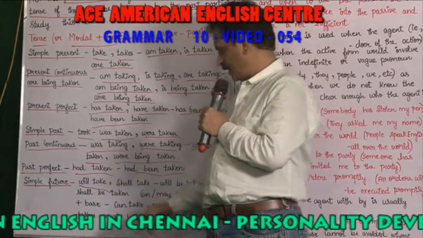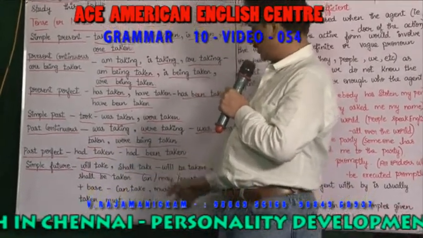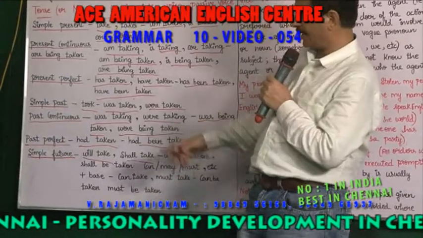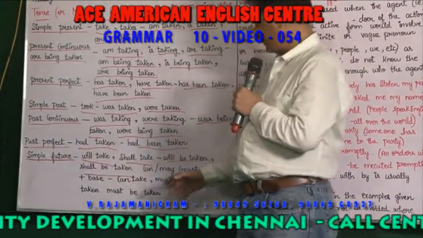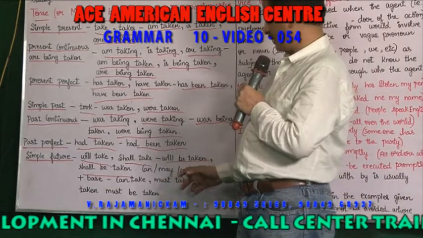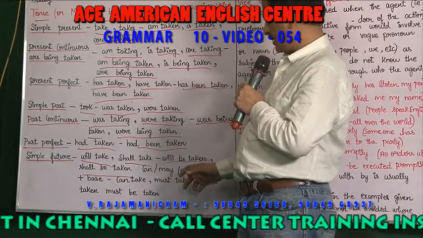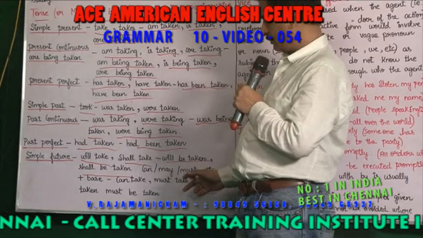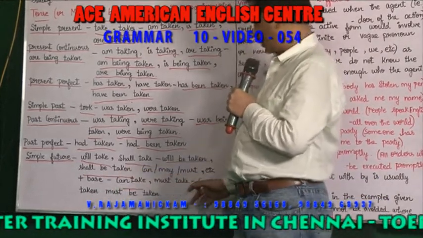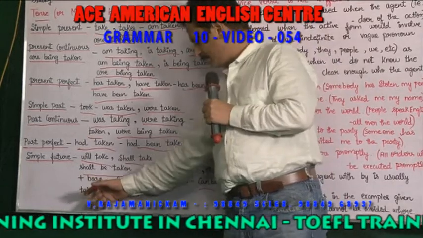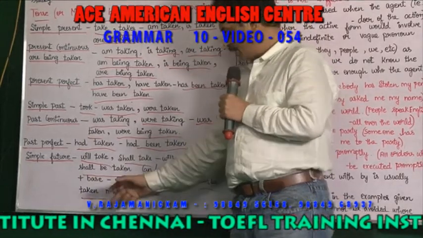Simple future, will take, shall take, changes into will be taken. I will take a book, a book will be taken by me. Shall be taken. I may take a book, a book may be taken by me. I must take a book, a book must be taken by me, etc. So can take changes into can be taken. Must take changes into must be taken.